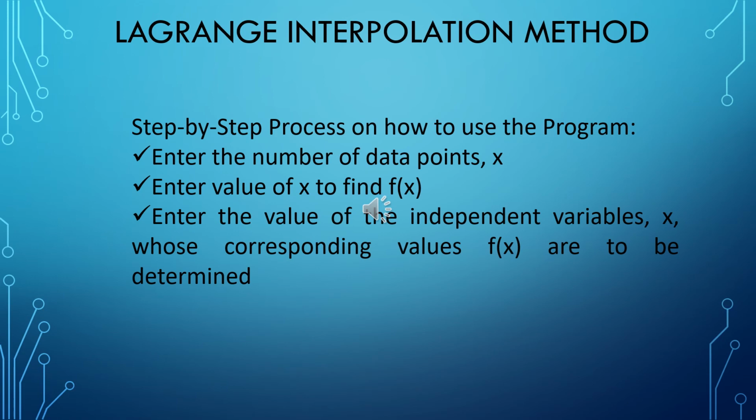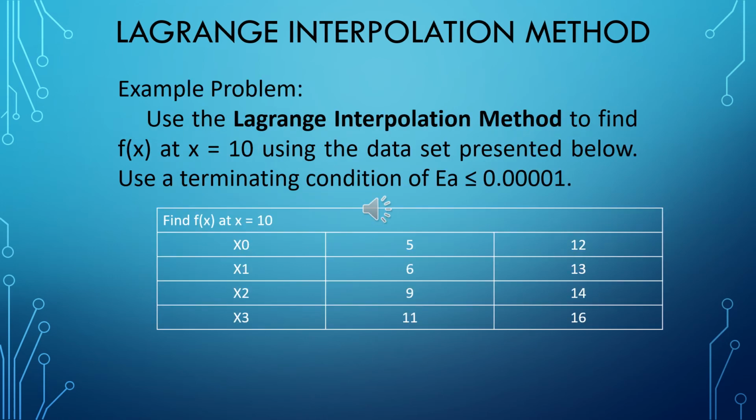Here is the step-by-step process on how to use the program. First, enter the number of data points. Next, enter the value of x to find f(x), the value of the independent variable x whose corresponding value f(x) is to be determined. Let's consider this sample problem. Use the Lagrange interpolation method to find f(x) at x equal to 10 using the data set presented below. Use a terminating condition of EA less than or equal to 0.00001.